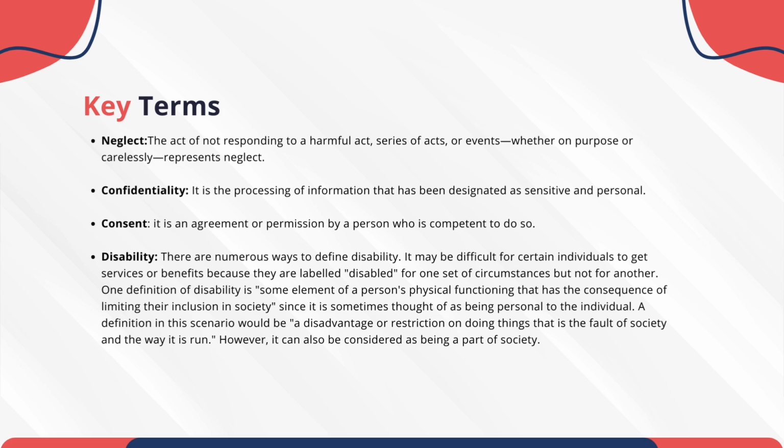Disability. There are numerous ways to define disability. It may be difficult for certain individuals to get services or benefits because they are labeled disabled for one set of circumstances but not for another. One definition of disability is some element of a person's physical functioning that has the consequence of limiting their inclusion in society, since it is sometimes thought of as being personal to the individual. A definition in this scenario would be a disadvantage or restriction on doing things that is the fault of society and the way it is run. However, it can also be considered as being a part of society.